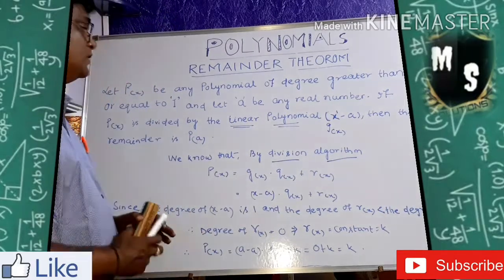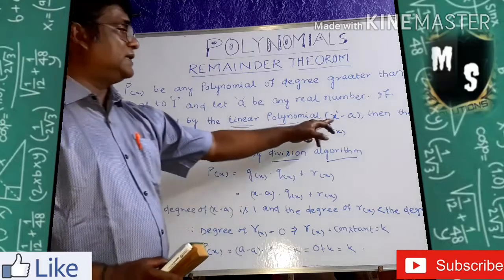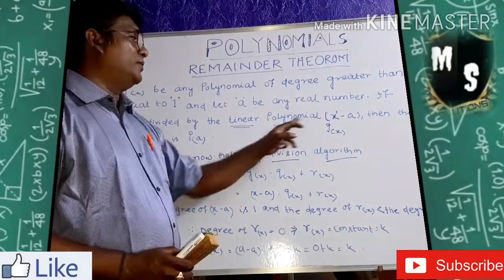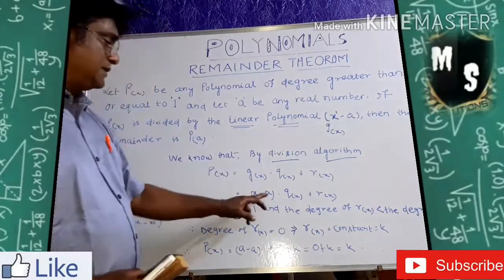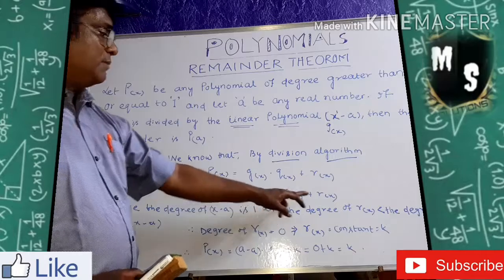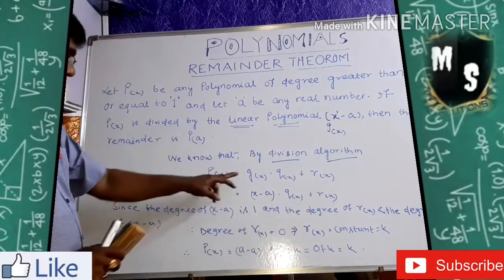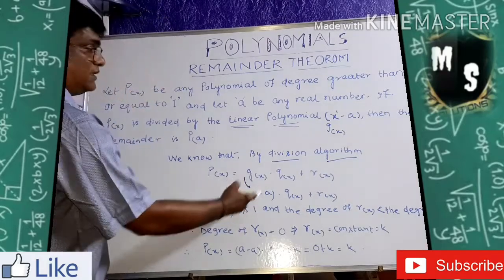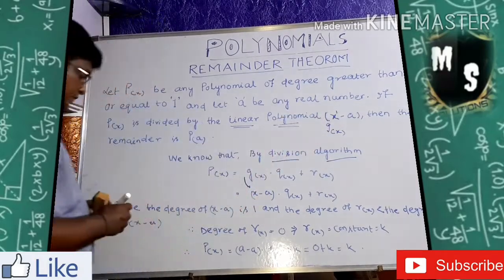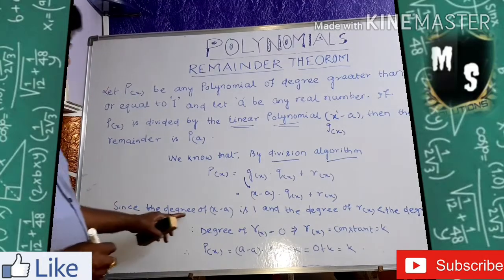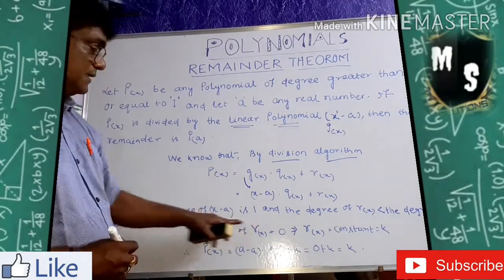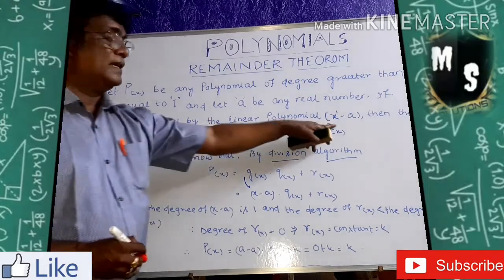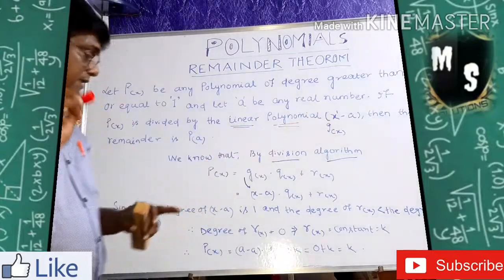I hope you understood. So what is my gx here now? My gx is x minus a. It is a linear polynomial, I said you know. So it is x minus a into qx plus rx. Then what did I write in place of gx? In place of gx, I put x minus a because it is given here as x minus a. Clear? So now, since x minus a is degree 1, why? It is a linear polynomial. So what is the degree of x minus a? The degree of x minus a is 1, so it is a linear polynomial.